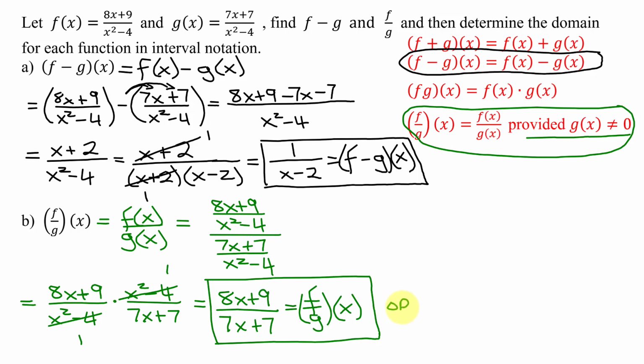Or I could have written the denominator in a slightly different form. I could have written 8x plus 9 divided by, I can factor a 7 out of the denominator, and it's going to give me 7 times the quantity x plus 1. Both of these are totally correct answers.